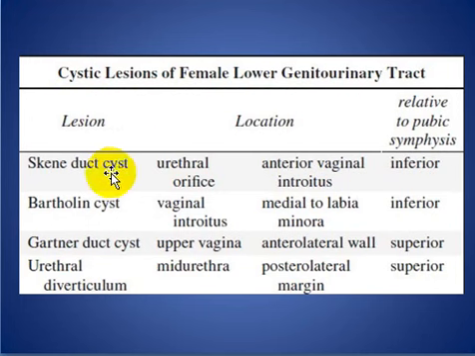Here, this is some of the cystic lesions of the female urinary tract. Relative to the pubic symphysis, inferior to the pubic symphysis are the Skene duct cyst and Bartholin duct cyst, and superior to the pubic symphysis are the cartilaginous duct cyst and urethral diverticulum.